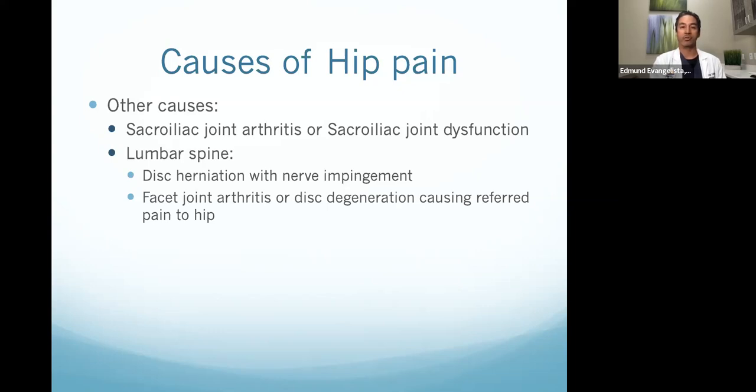And then you can have issues in the lumbar spine, the lower back, that can cause pain into the hip area, such as a disc herniation, pinching on a nerve can cause pain in the front, back, or side of the hip. If you have arthritis in any of the joints of the back, facet arthritis, or disc degeneration, it can cause referred pain into the hip area.